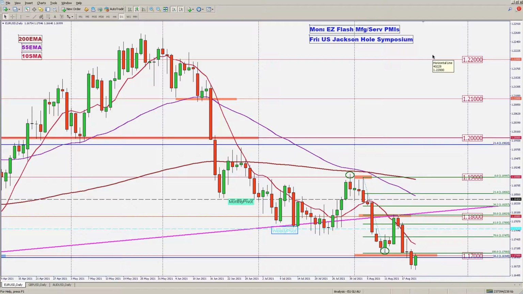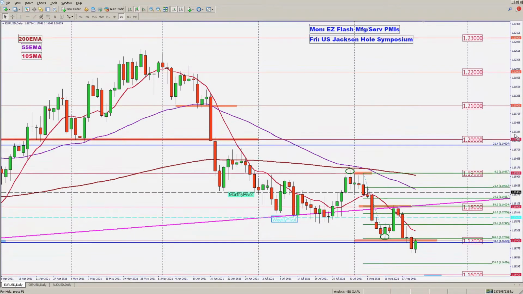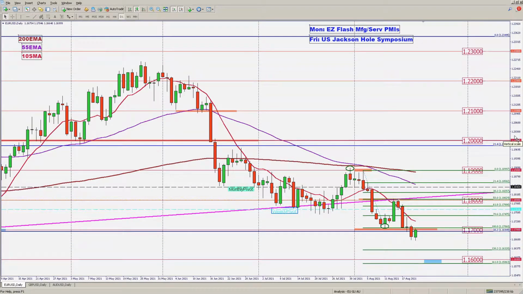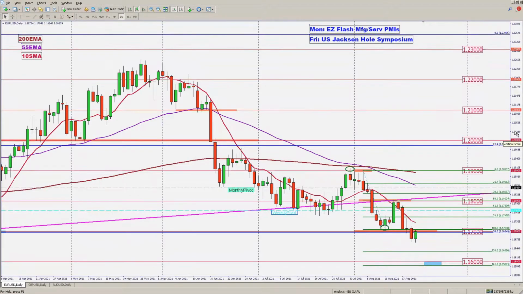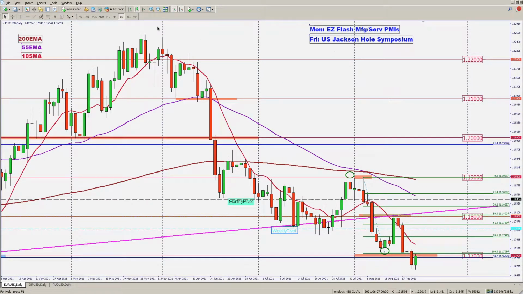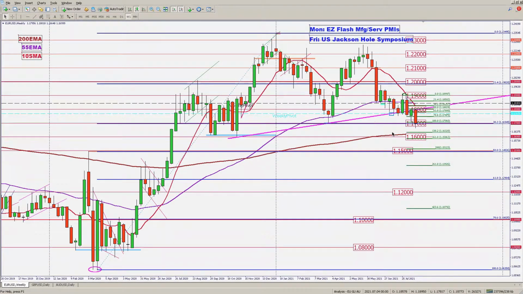Okay, let's move on to, we've already identified, yeah. Let's also take a look at the weekly time frame, where the weekly 200 is just below the 138 fib extension. So that's at 116.20. The 138 fib extension is 116.32.